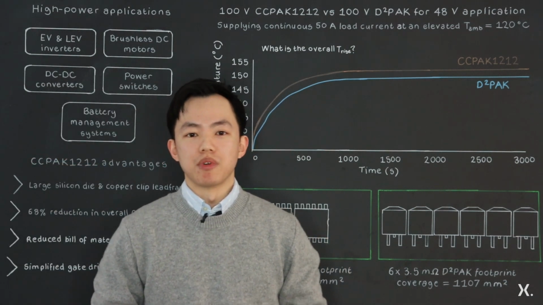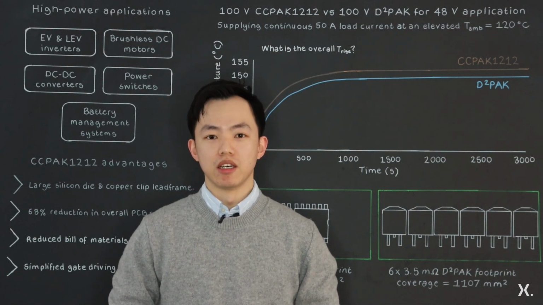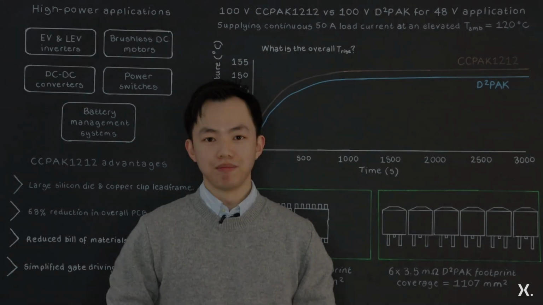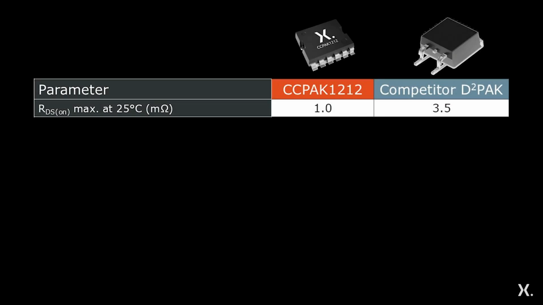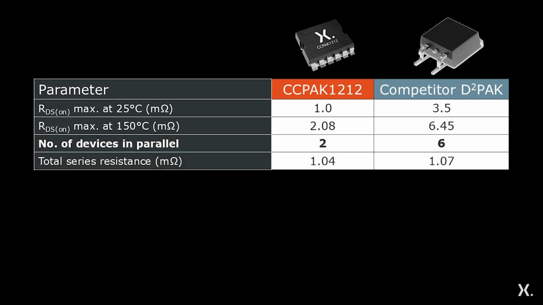So let's see how Nexperia's CCPAK1212 1 milliohm 100 volt part fares against another 100 volt 3.5 milliohm D2PAK market alternative through thermal simulations. For elevated temperature operation, we used RDS on values for both devices at 150 degrees C, allowing us to calculate realistic I²R conduction losses per package. At this temperature, the total resistance of the two parallel CCPAKs is near identical to the 6 parallel D2PAKs.